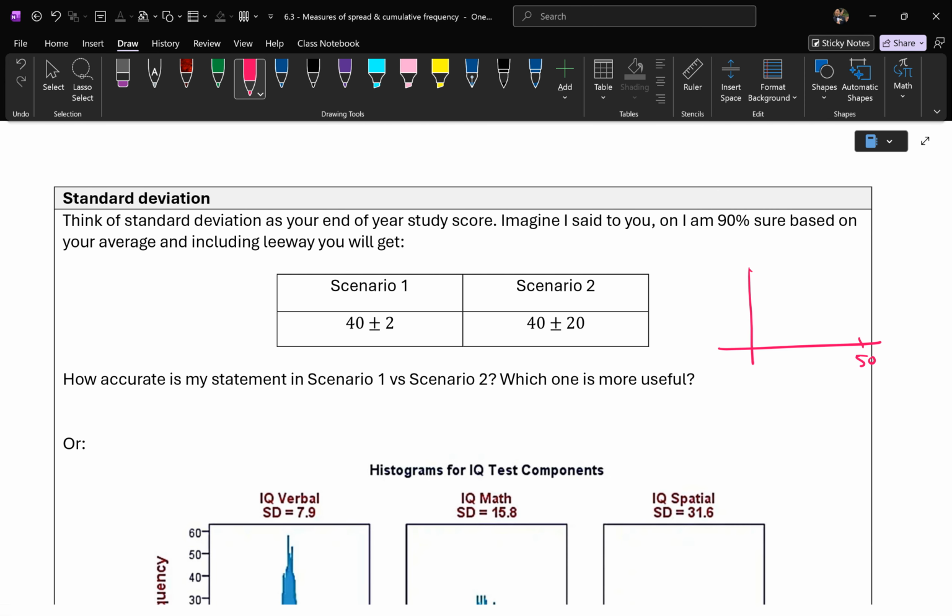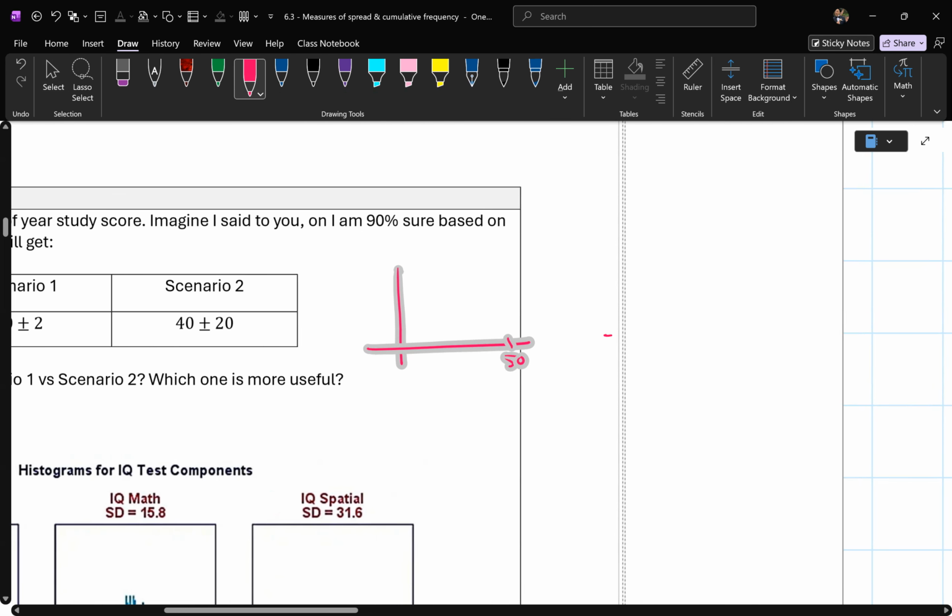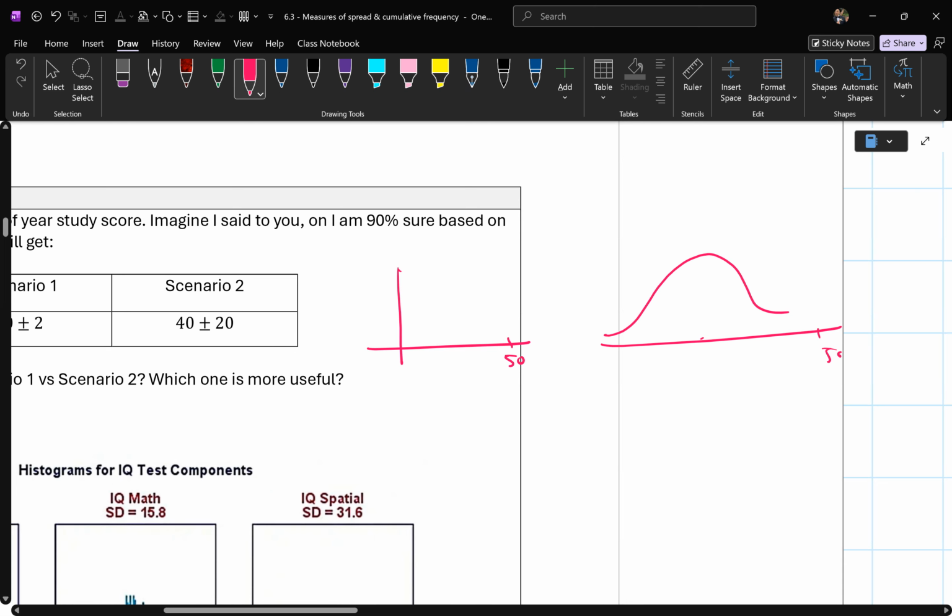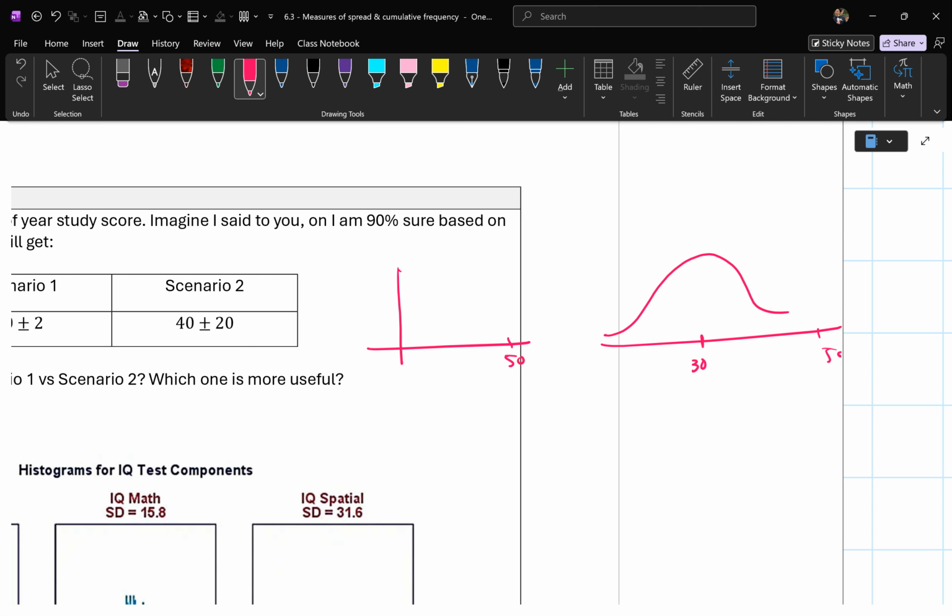No, 30. 30 is the average. Okay, so this is what it looks like. 50 is the very end. Everyone who scores the average or middle is 30. That's your study score. That's raw. Okay, so this is raw score.